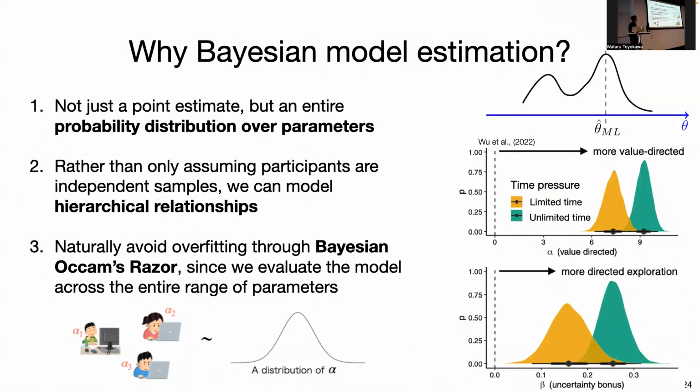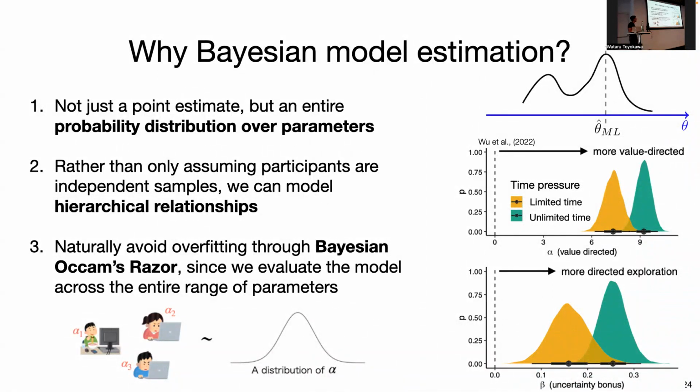Well, the main point is that we're not only getting a single point estimate of where the best set of parameters is, right? And as we showed you yesterday, sometimes that maximum likelihood estimate is not stable or always very accurate. Rather, we're going to look over the entire distribution of parameters. Here are some plots from one of my past papers where I'm modeling the value directedness and exploration parameters for participants under time pressure. We can see that we have these different distributions of what those parameter values look like.